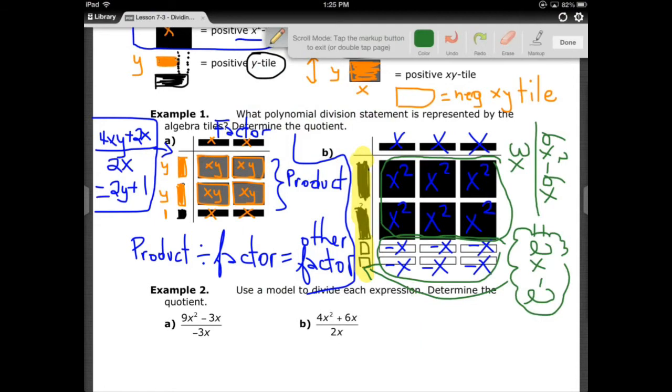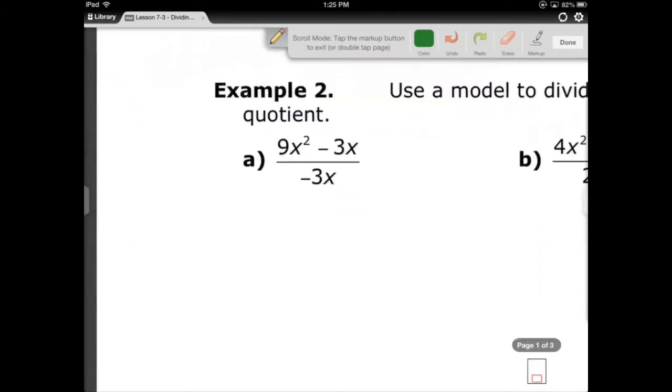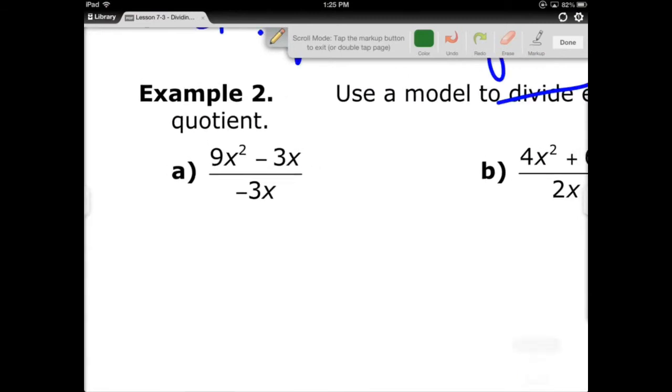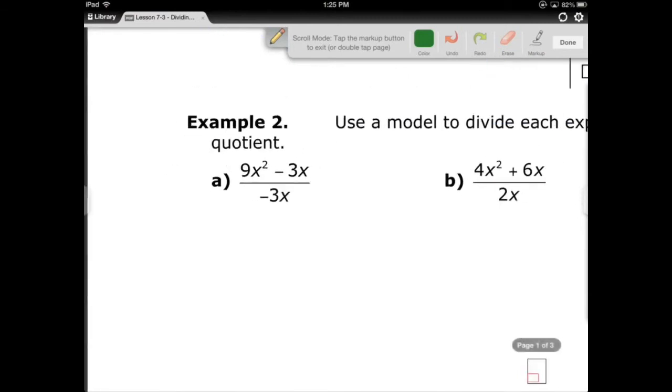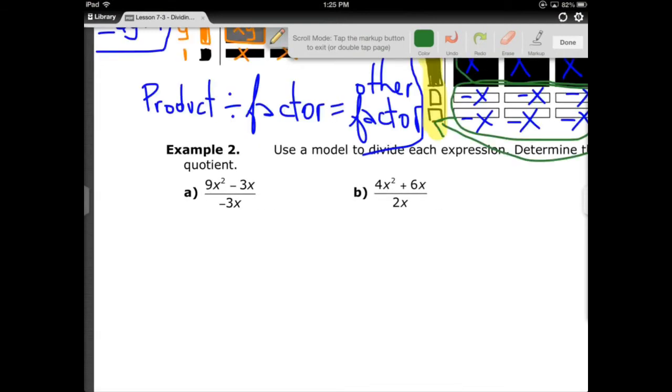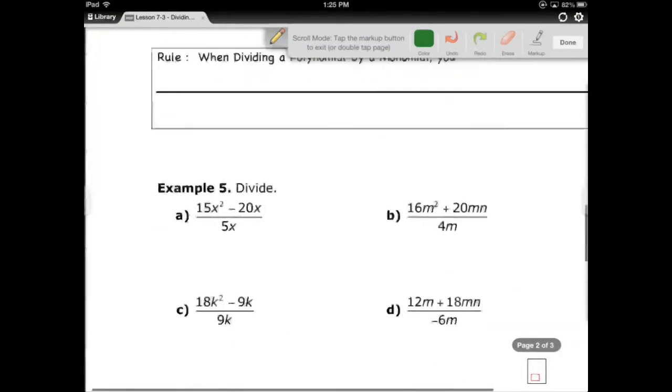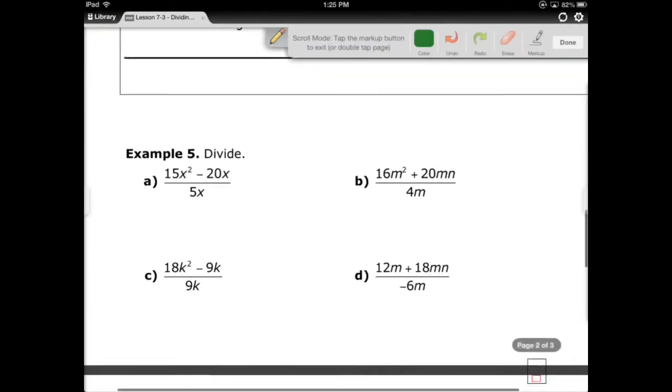And let's go to scroll mode. So here we go. Now, actually, we'll come back to this. Sorry, I read that it says use a model to divide each expression. I'm going to show you the traditional technique, and then I'm going to come back. I did this in class too, because at this point, I'm pretty certain you can draw the model. But what I'm interested in is, would you like to see the easier way to do it?